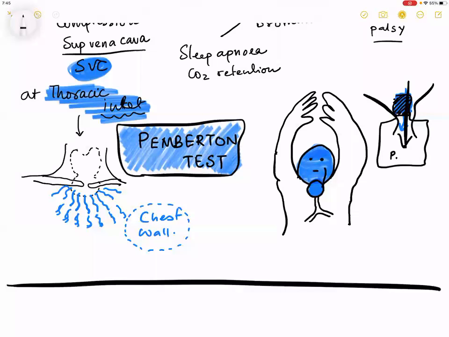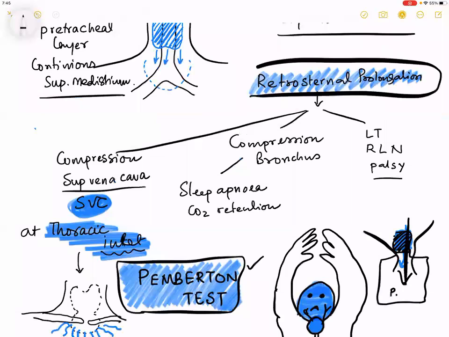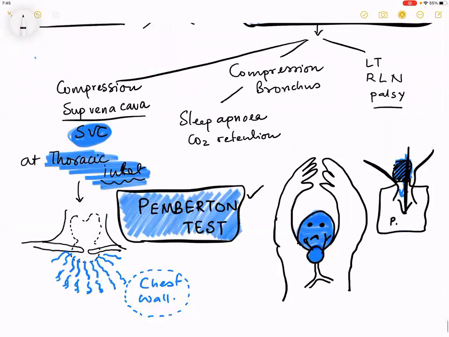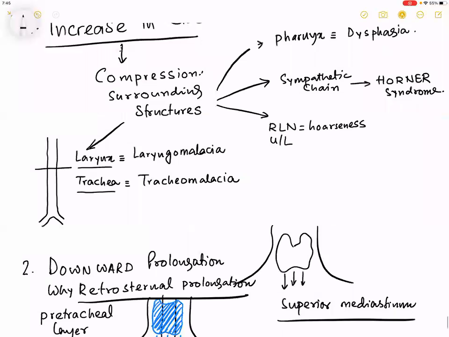So if the veins are compressed by the goiter, all the blood is now in the face or the head neck region. So can you see that the face of the man, what has it become? The face of the man is congested now. Flushing. So this test is called flushing, is a Pemberton test. So remember that Pemberton test is only done when you expect or when you suspect what condition? Retrosternal prolongation.